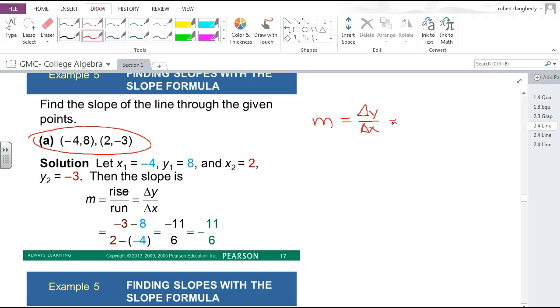How are the y's changing? Look at your y values: 8 and negative 3. So it's going to be 8 minus negative 3. The change in x is going to be negative 4 minus 2. So on the top, this is just going to be 8 plus 3, and down below I have negative 6. So this is 11 over negative 6. The slope is negative 11/6. So this is a line that has negative slope.